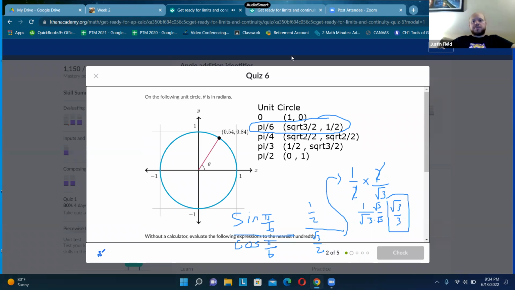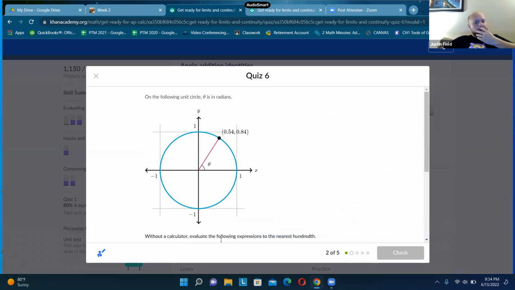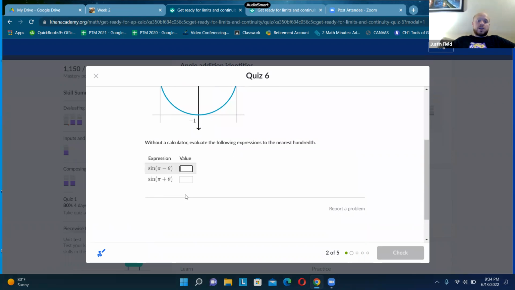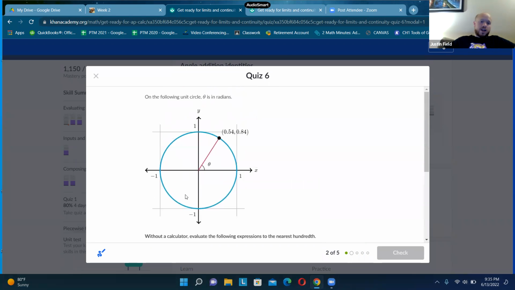All right. So without a calculator, no problem. Evaluate the following expressions to the nearest hundredth. Without a calculator? Oh my gosh. No, not this kind of stuff.